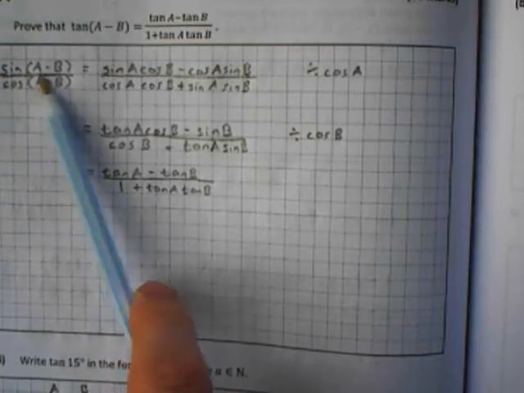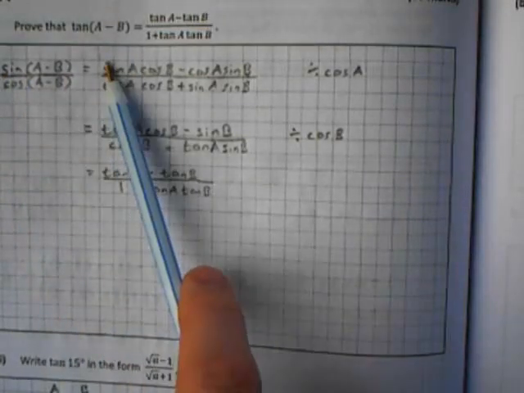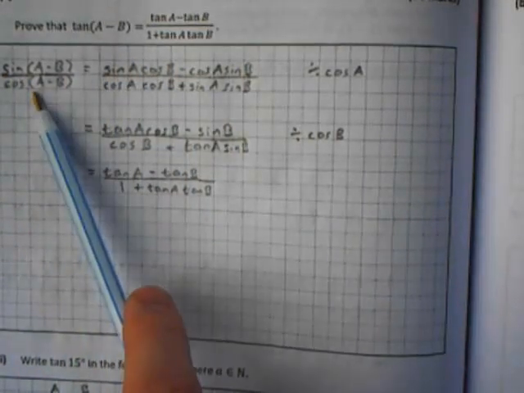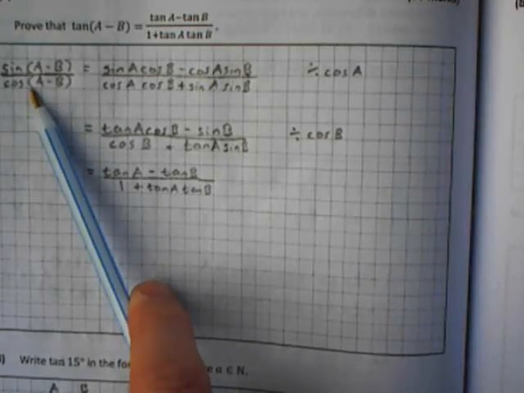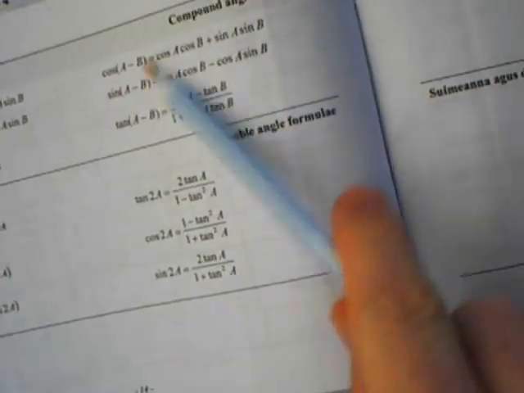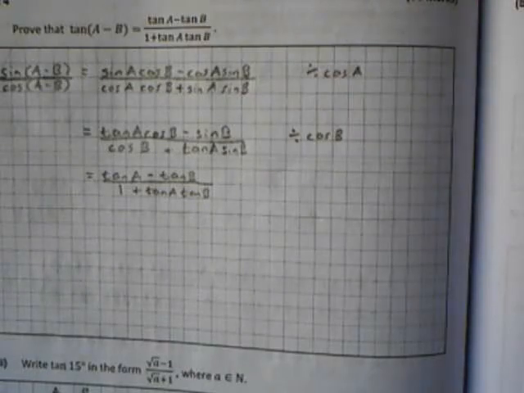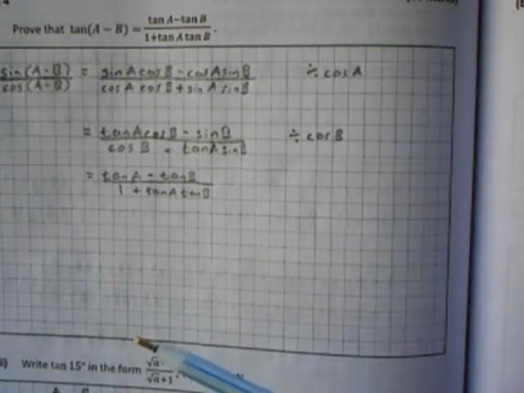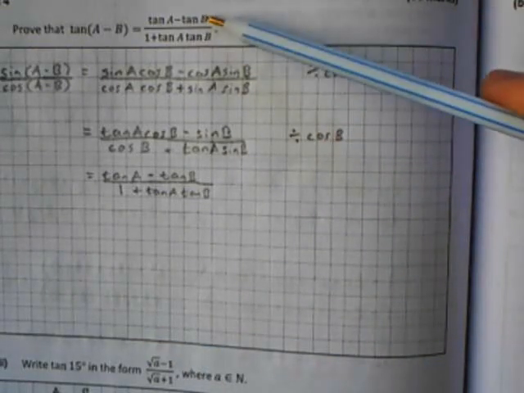What is sine a minus b? We looked that up from the log table. It's this thing. Then what is cos a minus b? Again, you just looked it up. They're both here, so just copy them down. Now we need to make our top look like their top.